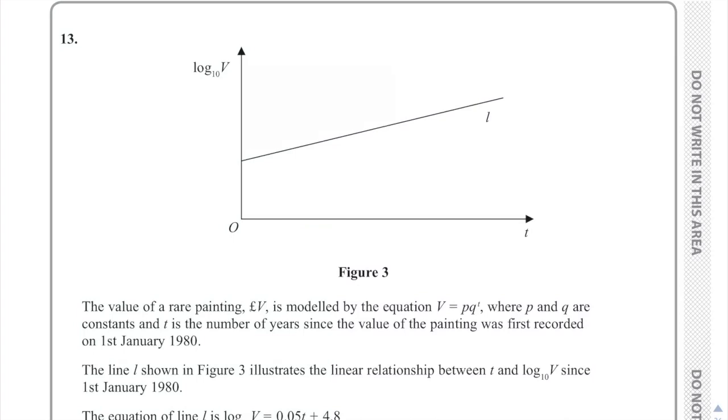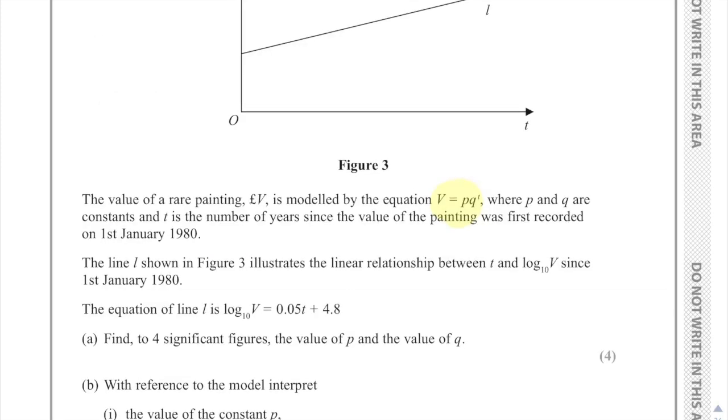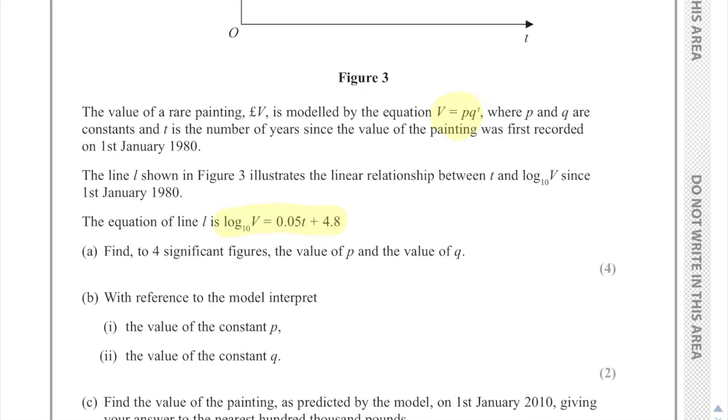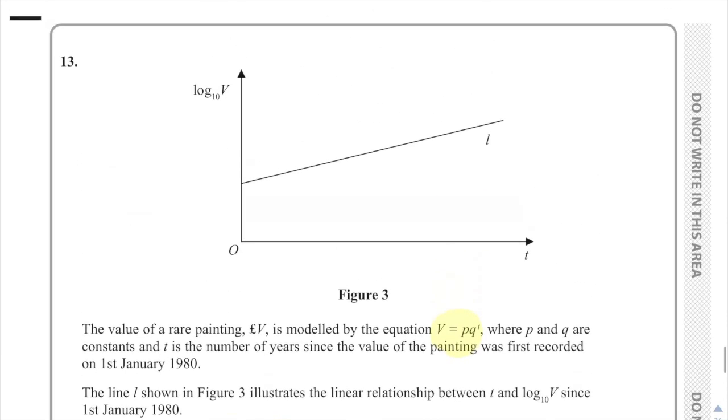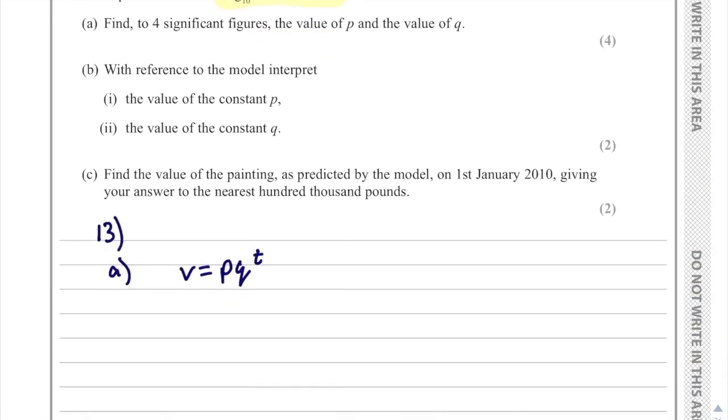Okay, so we're told here that the situation is modelled with the equation V equals PQ to the power T. So let's use that as our starting point. V equals PQ to the power T. We want to try and rewrite this equation so it looks something like this: log to the base 10 of V equals 0.05t plus 4.8. Obviously we've got this log to the base 10 of V, which represents our y-axis. So what we're going to have to do is take log to the base 10 of both sides of this equation.